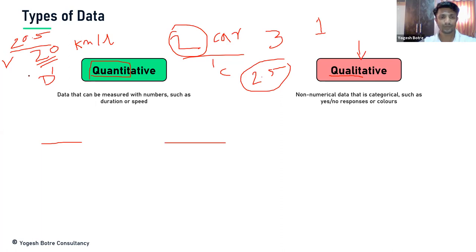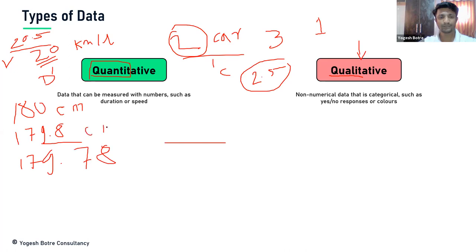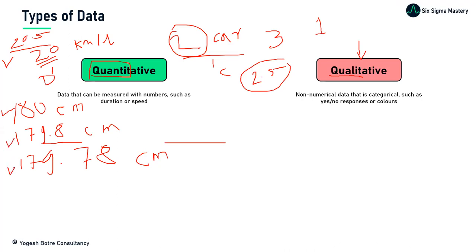Or when I say my height is 180 centimeters, or 179.8 centimeters, or 179.78 centimeters, do these values make sense? Of course, yes. It depends on what scale you are using. The more precise the scale is, the more precise values you will get. It depends on your measurement scale, but you can break it down into its decimal places, and that also makes sense. So that is basically the differentiation between discrete and continuous. As simple as that.